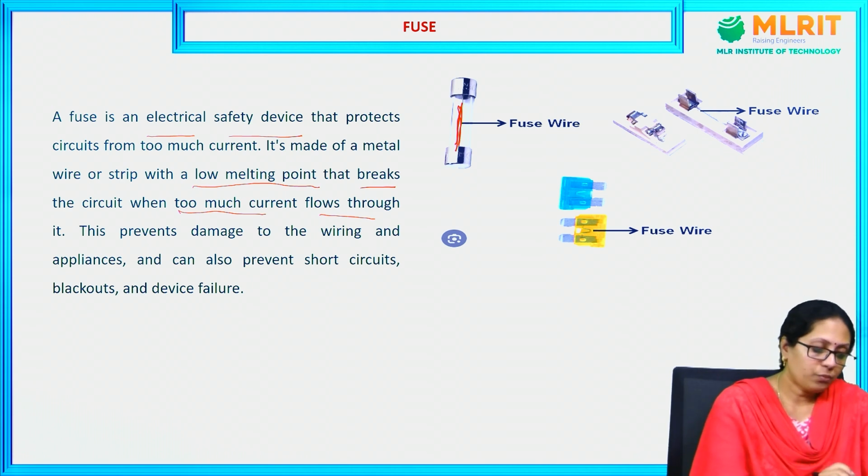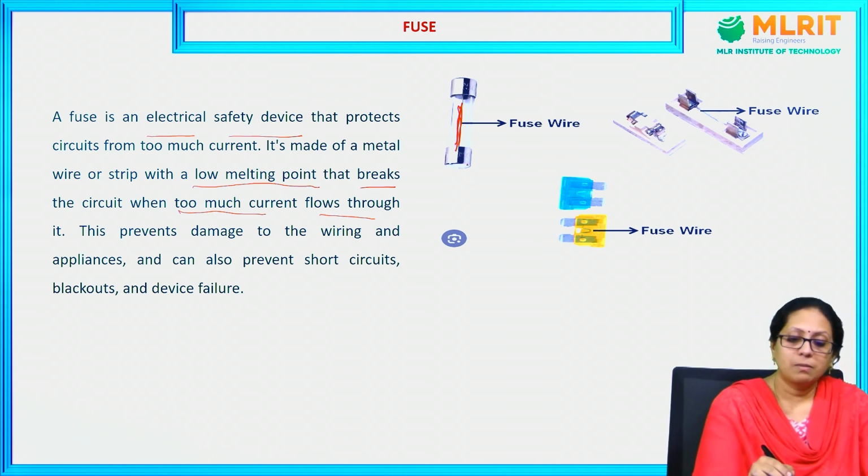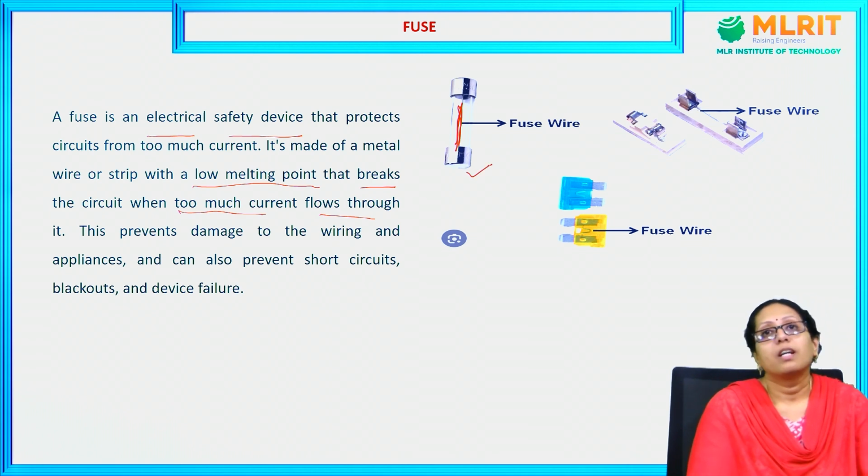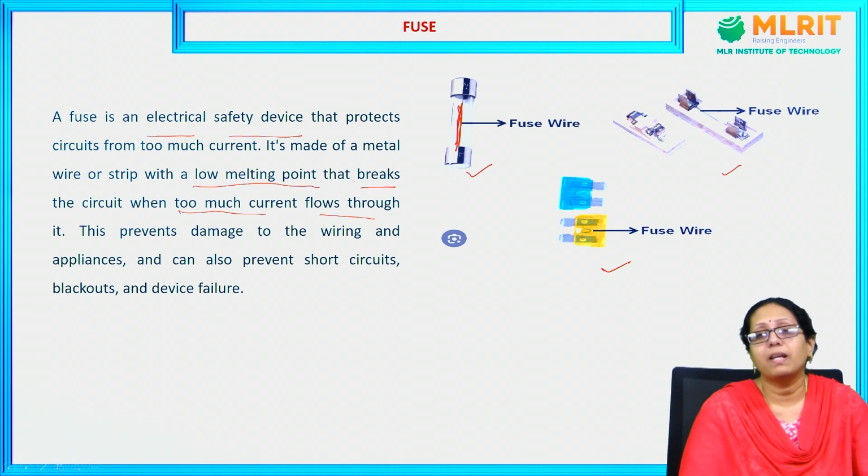The circuit will be open circuited so that the remaining circuit will be in safe hands. This particular fuse is used for small or low voltages. This second one, as well as the third type, is used for high voltage appliances.